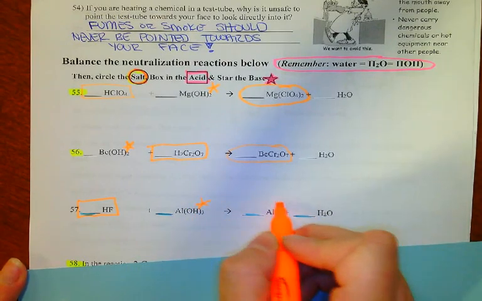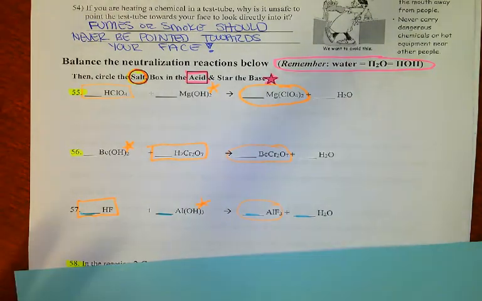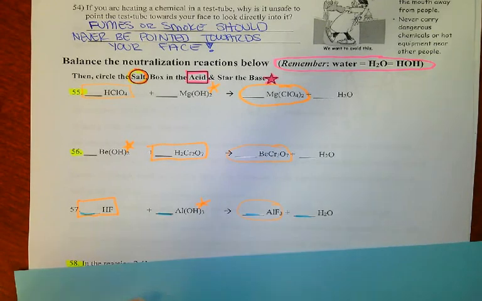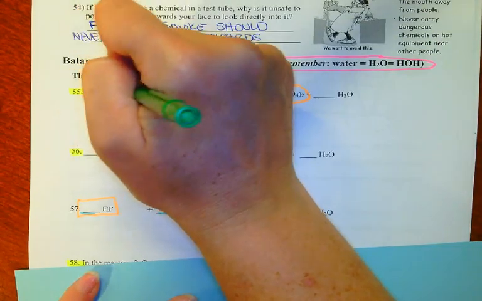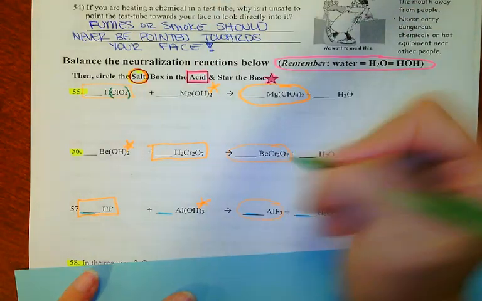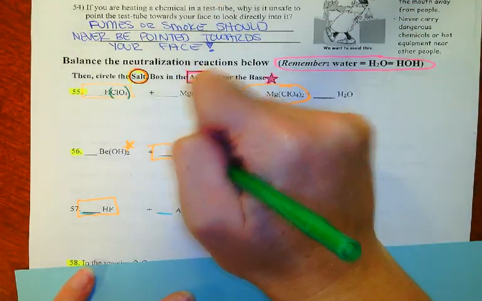Alright. Now the next thing I really want you to do is put back in the parentheses for polyatomics. So that's ClO4. You can keep that together when you balance. Dichromate you can keep together before and after. Okay.